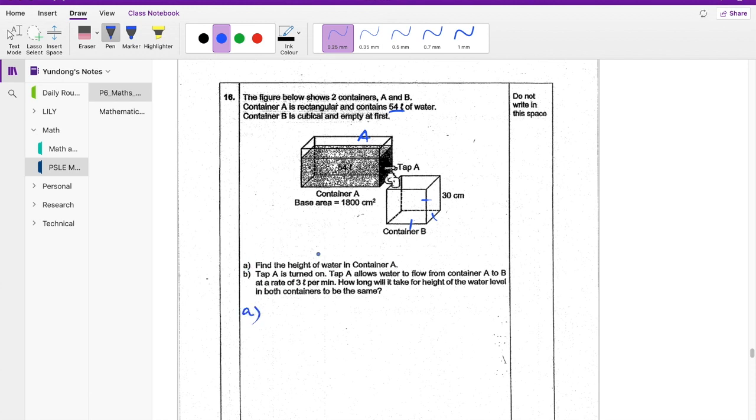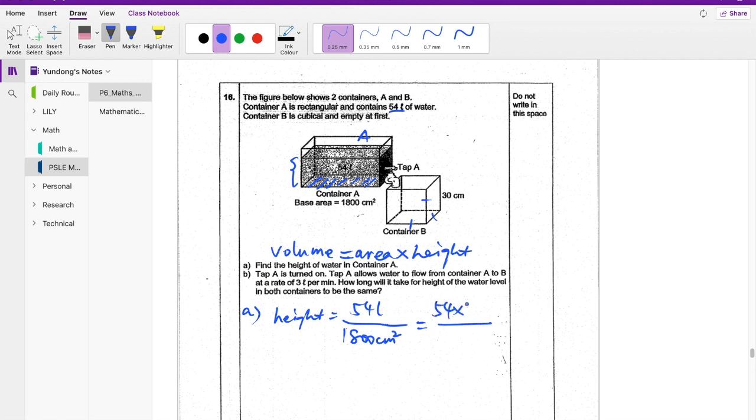The concept here is about volume, right? Volume equals the base area times the height. So the height equals the volume, which is 54 liters, divided by the base area, which is 180 cm square. 1 liter means 1,000 cm cube. So let's divide, and this equals 30. So this is 30 centimeters. This is the formula we need to remember.